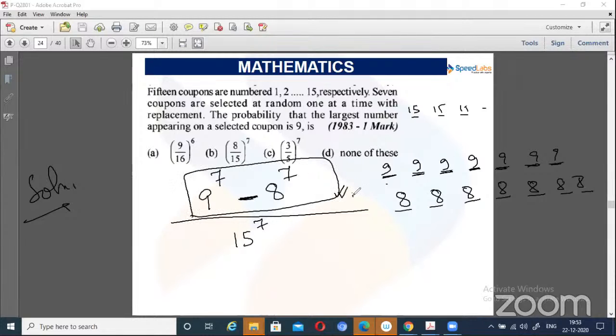Yes or no? Just doing this is not enough. This also includes the cases when 9 does not appear in any coupon. It ensured numbers from 1 to 9, right, but it did not ensure that 9 will come. From this, if I subtract the cases where all the coupons showed from 1 to 8, that will give me that at least one coupon showed me a 9. Yes or no? So this is the correct answer.